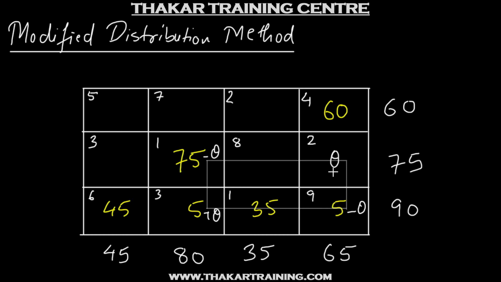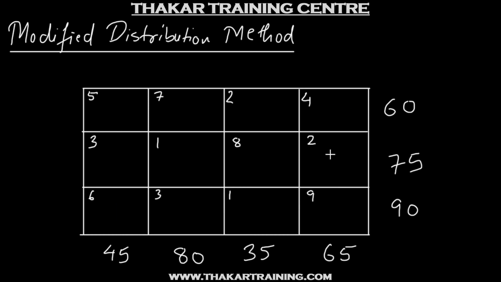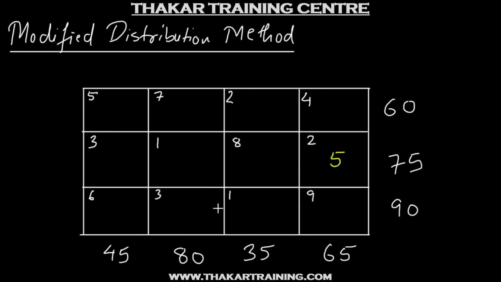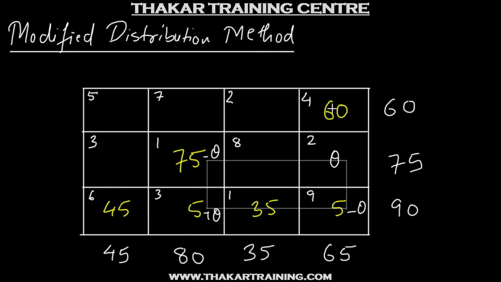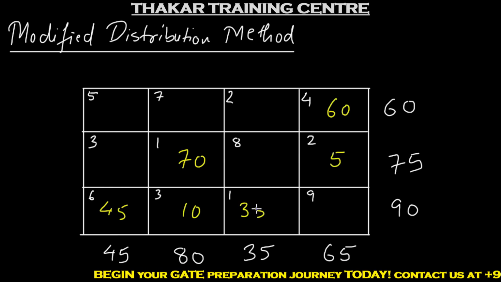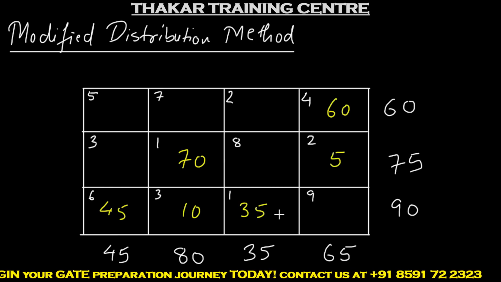And now we will find out what is the new solution. So we allocate 5 units to this cell. This will become 0. So there will be no allocation in this cell. This will become 5 plus 5, that is 10. So we'll have 10 units in this cell. This will become 75 minus 5, that is 70. So we'll have 70 units in this cell. The other 3 allocations, that is the 60, 45 and 35, remain unchanged. So this is a new solution that we obtained.